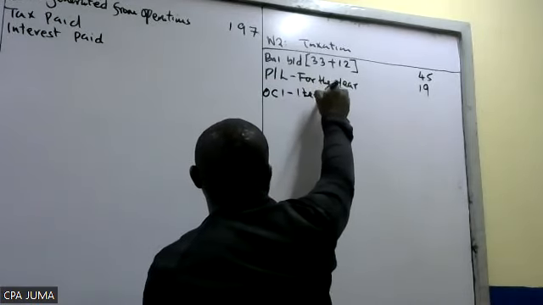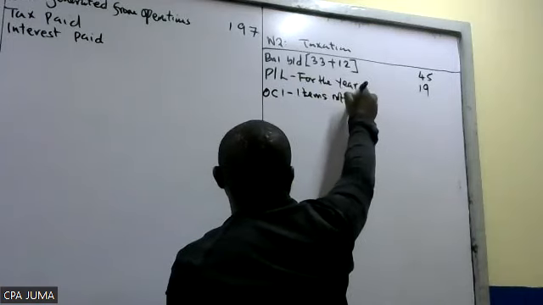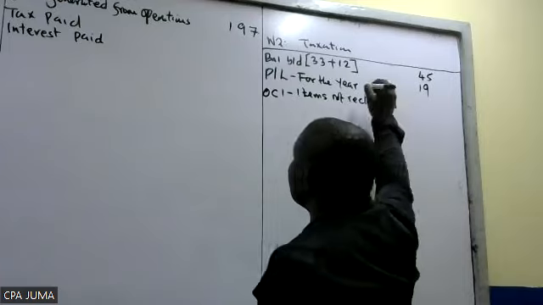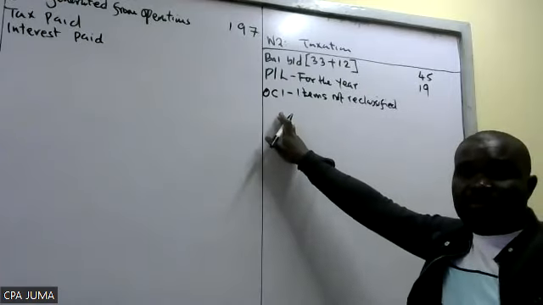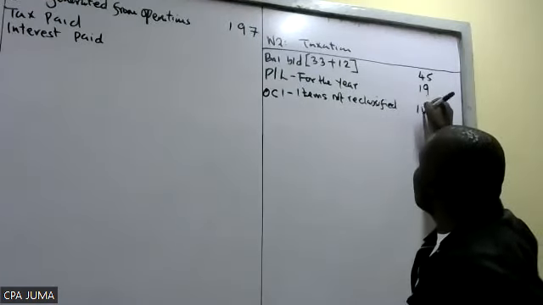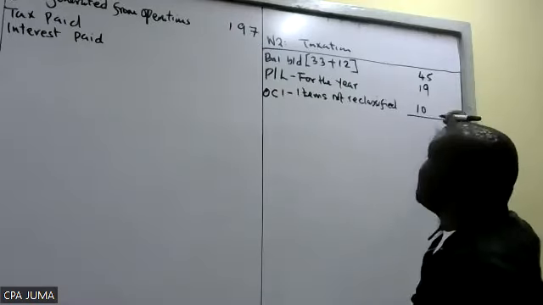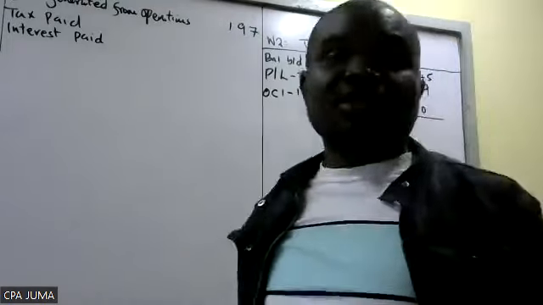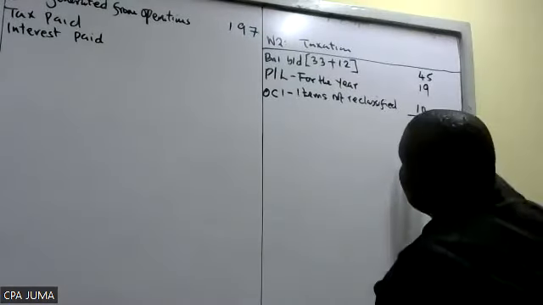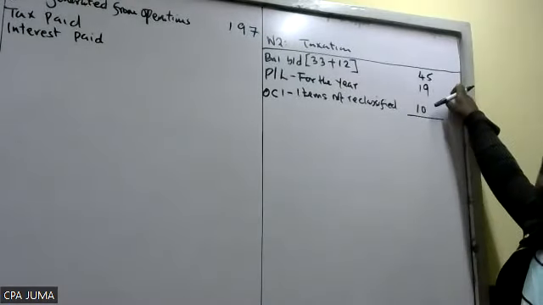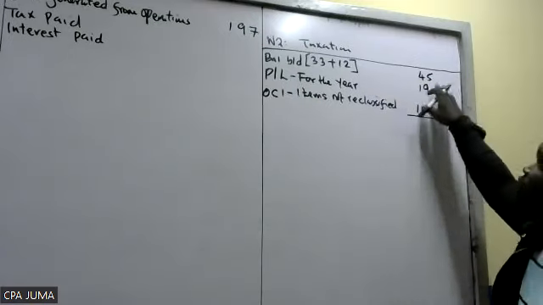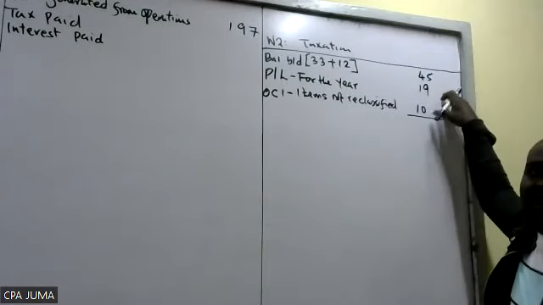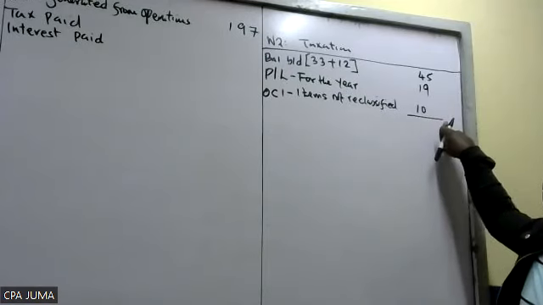Items not reclassified. OCI stands for other comprehensive income. I've seen them giving us 10 only. So it means, if we had paid the tax up to where we started, the taxman KRA will tell us: beginning of the year you owe 45, during the year from your normal operations 19, then on other comprehensive we charge you 10. So total tax payable should be this sum.